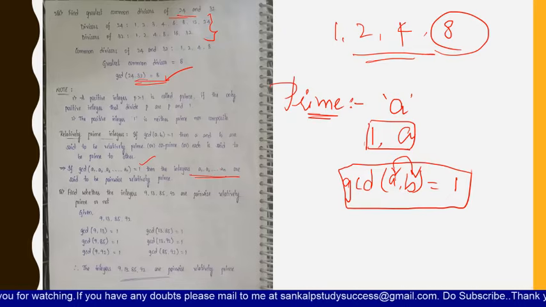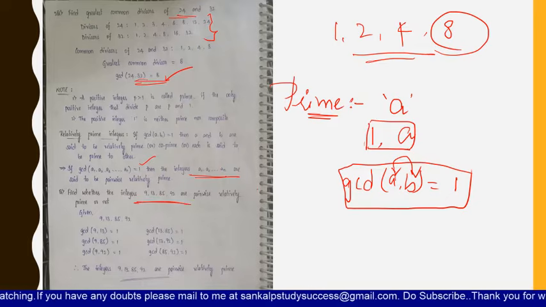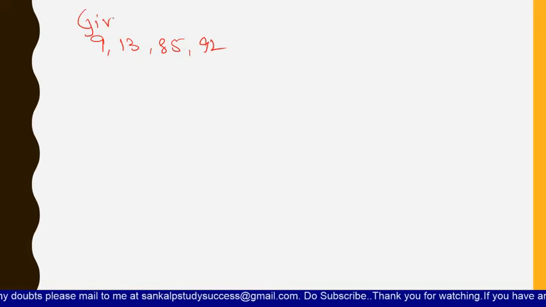Now let us take an example. 9, 13, 85 and 92. Let us solve it here. 9, 13, 85 and 92. These are given. It is most important to write the given data. You will also get a few marks for the given data, correct?